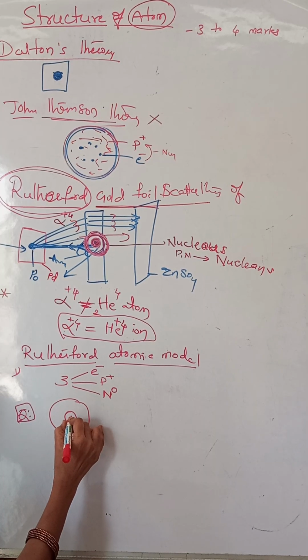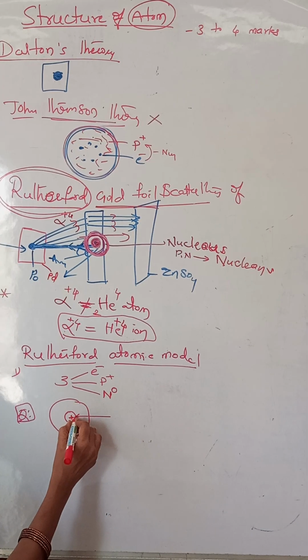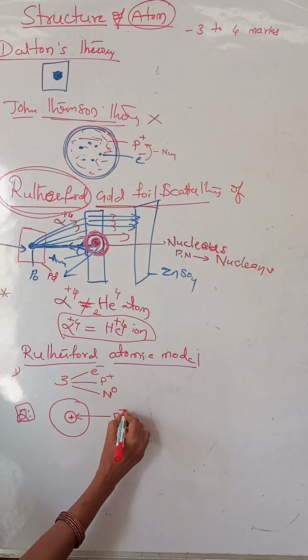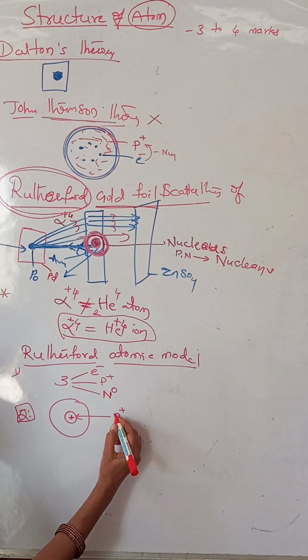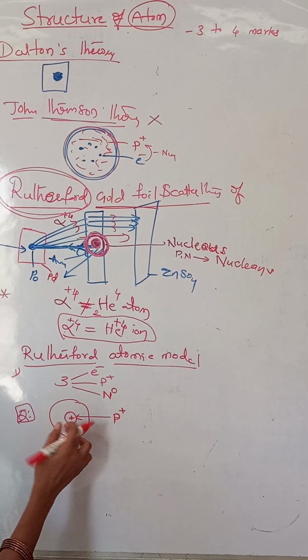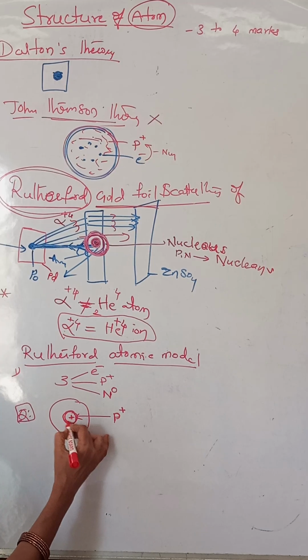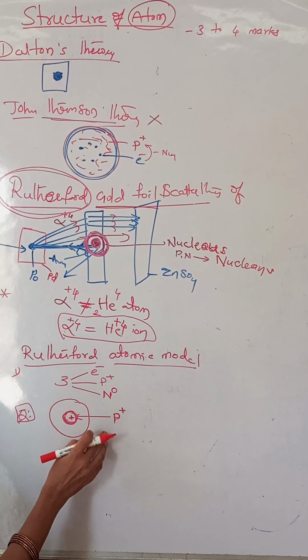The nucleus is positively charged. Why? Because protons are present in the nucleus, and protons have a positive charge. That's why they are present in the nucleus of the atom, and that's why the nucleus gets a positive charge.